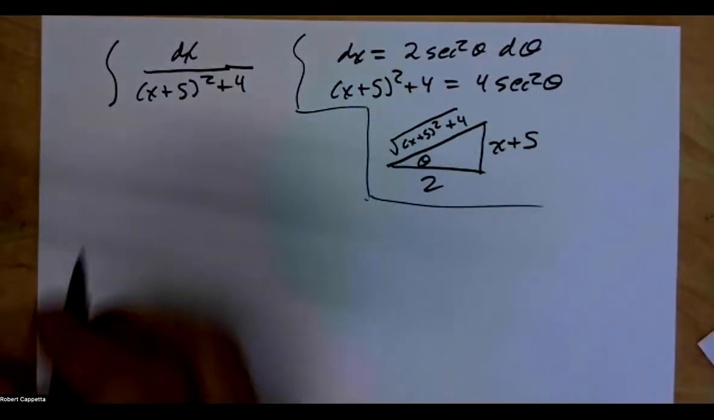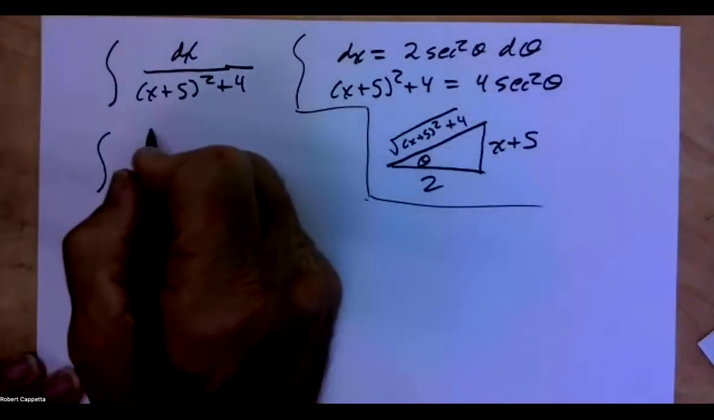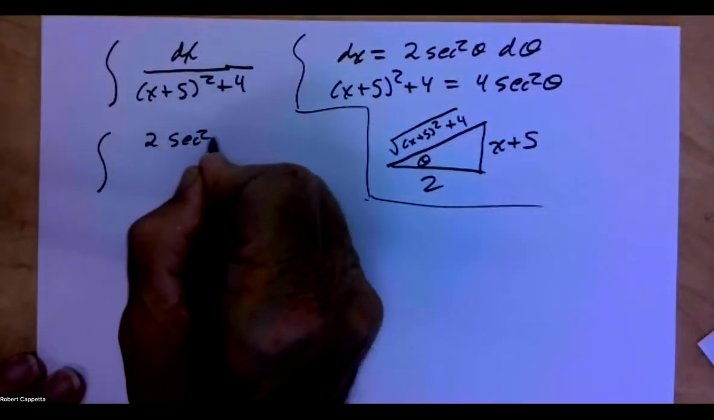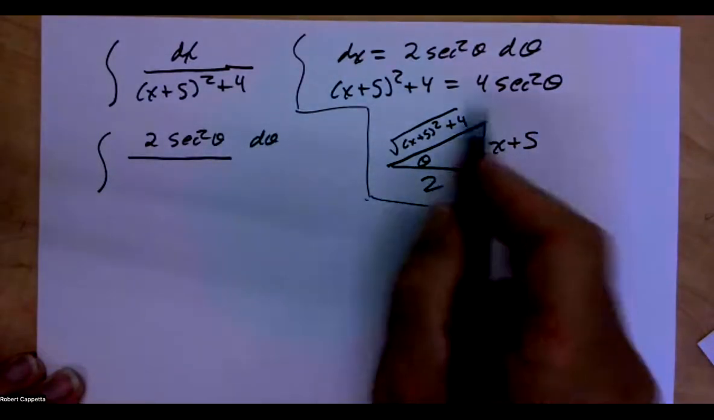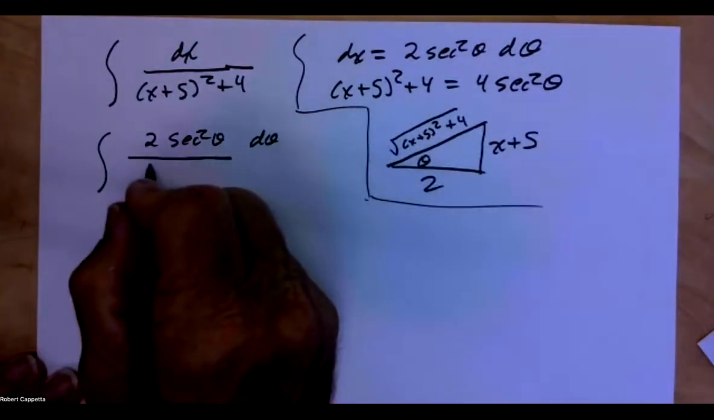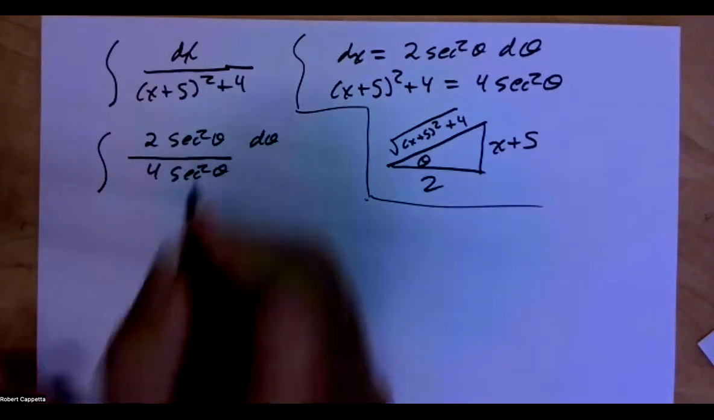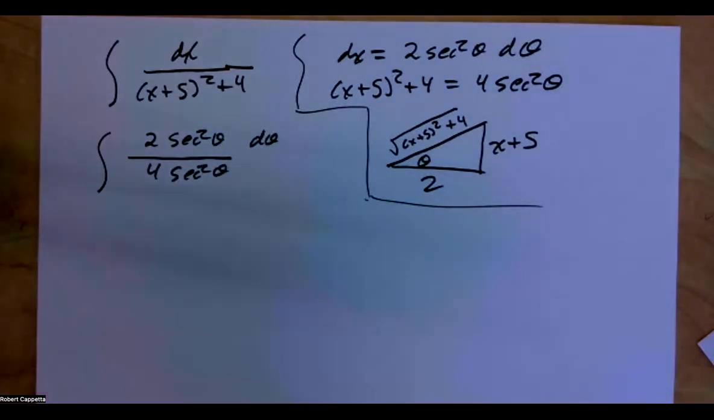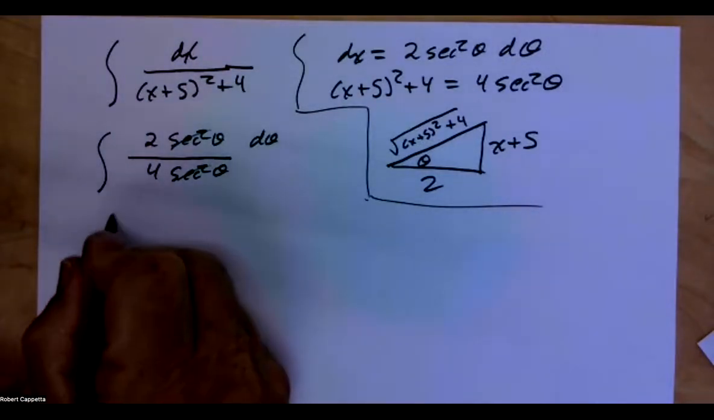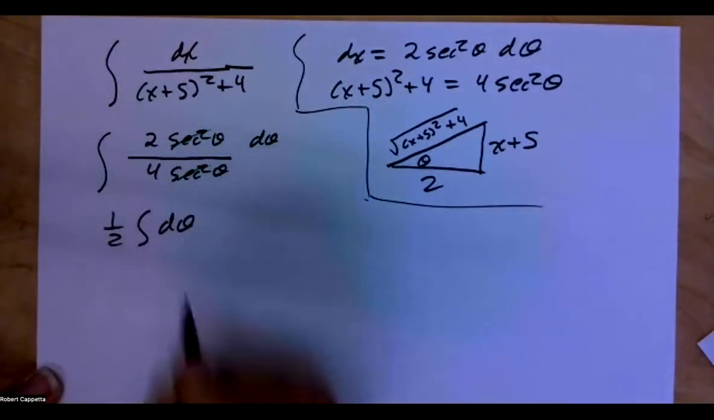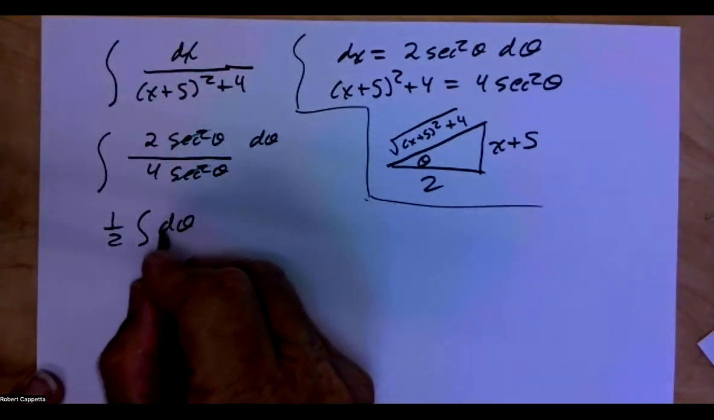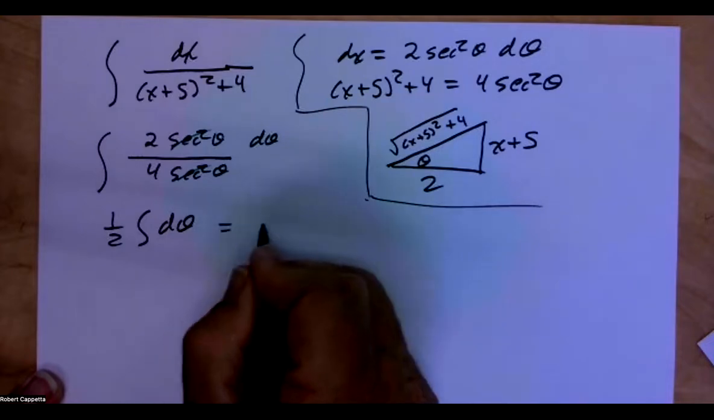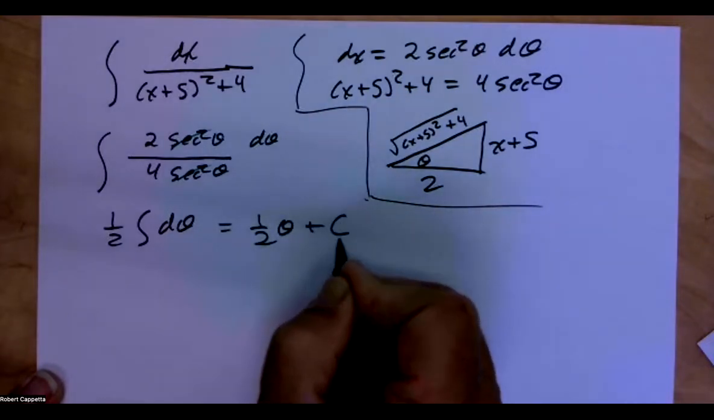Now let's go ahead and make our substitution. dx on top, 2 secant squared theta d theta. On the bottom, what do we have? (X plus 5) squared plus 4 is 4 secant squared theta. And you will notice the secant squareds divide out. 2 over 4 is 1/2. So we get 1/2 integral of d theta, which would give us, tell me something whose derivative is 1. The answer is just theta. So this is 1/2 of theta plus c.